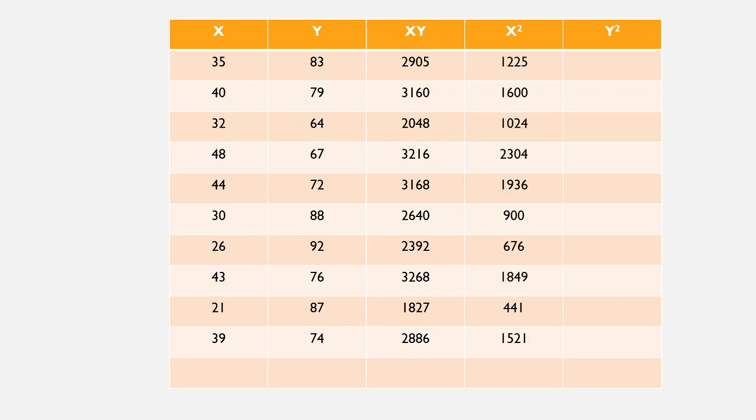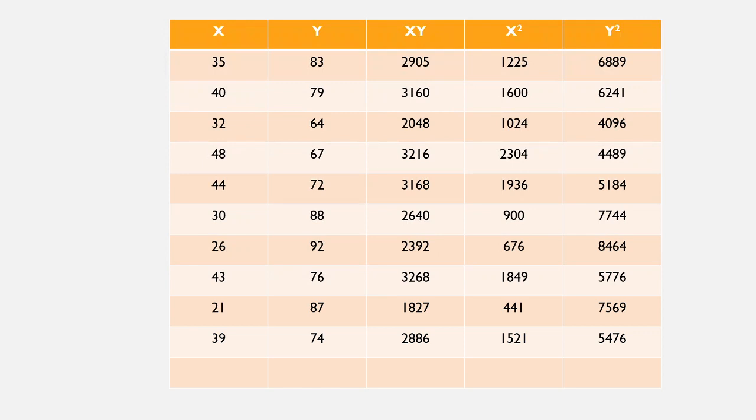X squared is just every participant's x score multiplied by itself. Okay, so square it, and then do the same thing for the y values. So each value in the y squared column is just that participant's y squared.